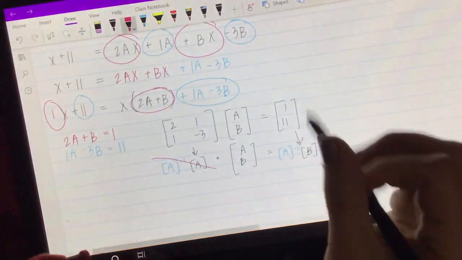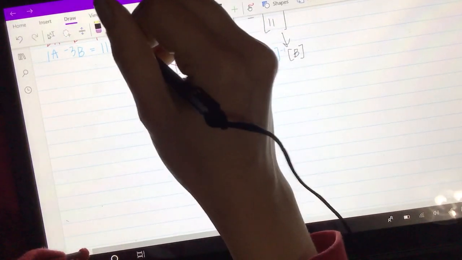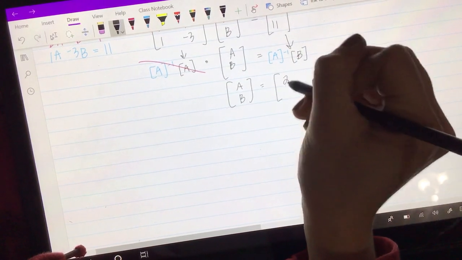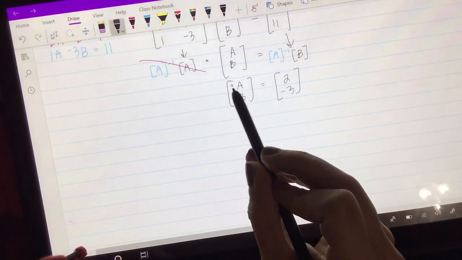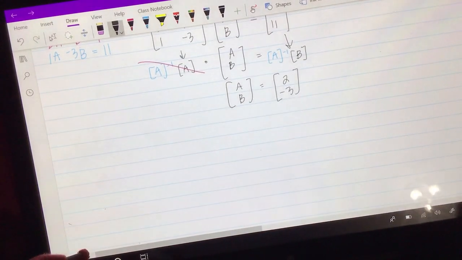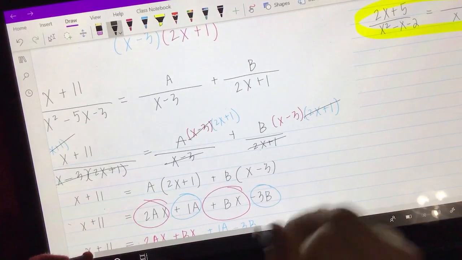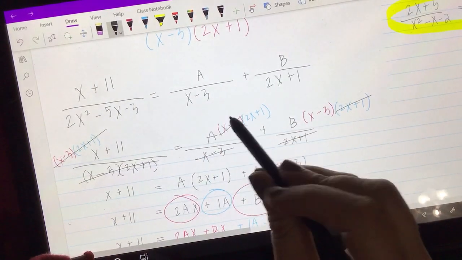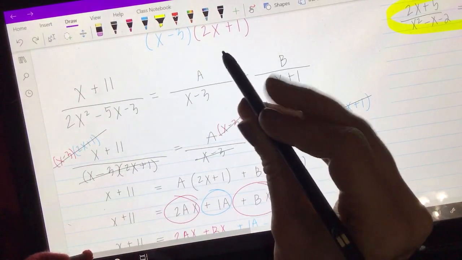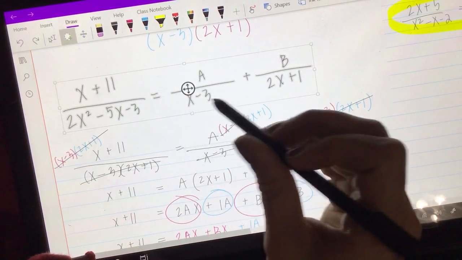So let's come back to our problem. We have A, B equals 2, negative 3. What that means is that the value of A is 2, the value of B is negative 3. Now all we need to do is fill those in to our partial fraction decomposition. So you're literally just going back to the beginning of this. You can literally just copy and paste it.